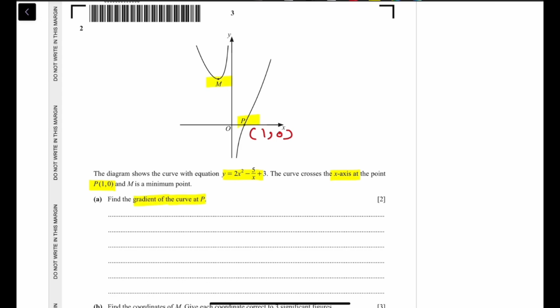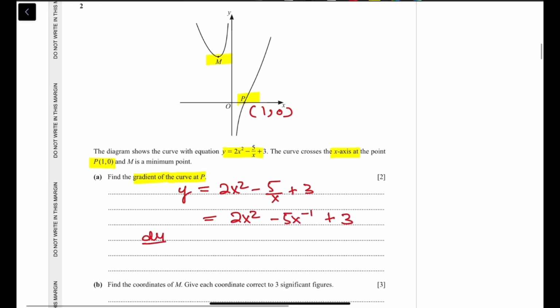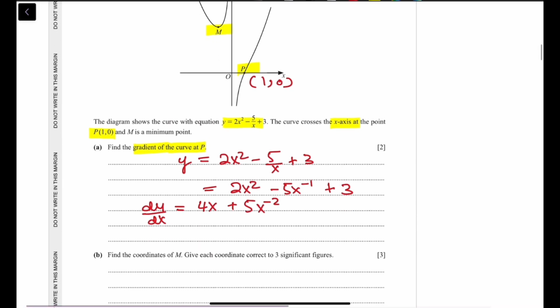To find the gradient of any point on a curve, you have to find the derivative. So y, if I just rewrite it down here, 5 over x plus 3, this is actually equal to 2x squared minus 5x to the power negative 1 plus 3 to make things a lot easier. dy over dx, which is the derivative, is equal to 2 times 2, which is 4x. And obviously minus 1 from the power. And then minus 5 times minus 1 is plus 5. And x to the power minus 2. And 3 is just a number, so it's not included.